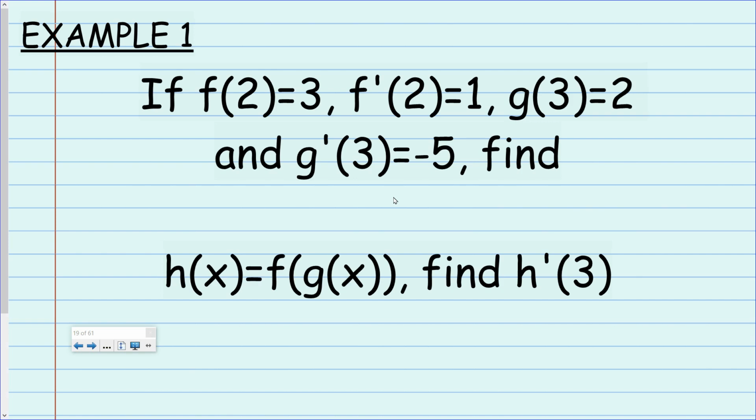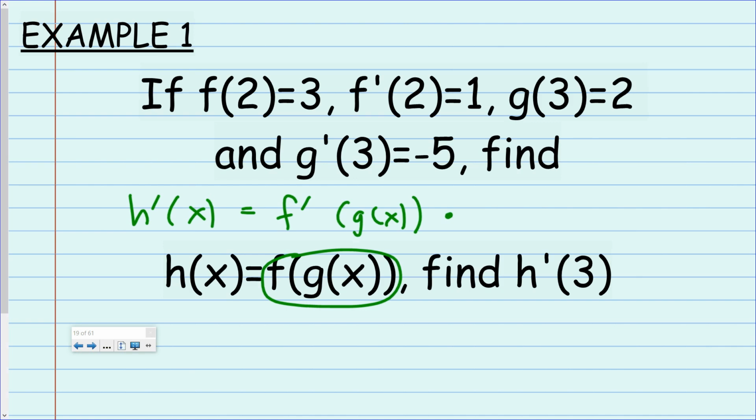Not the product rule, chain rule. Is everybody good with that? Okay, so guys, this is the chain rule here because this is a composite function. So what they're trying to get you to do is to say that you know that if this is h, the h prime is equal to f prime, leave the inside alone, multiplied by the derivative of the inside. You guys good with that?